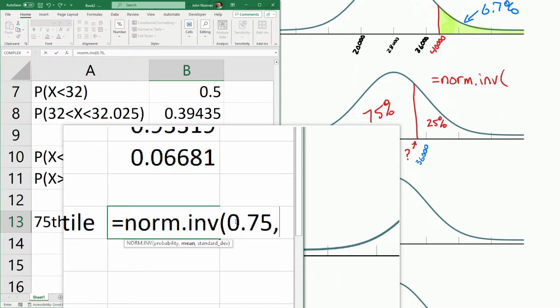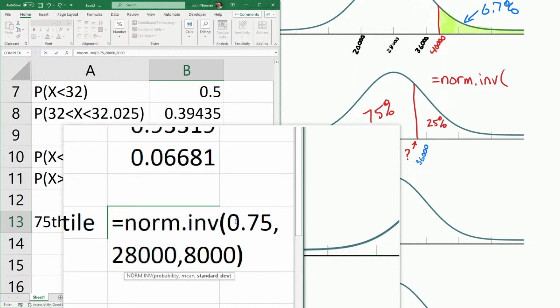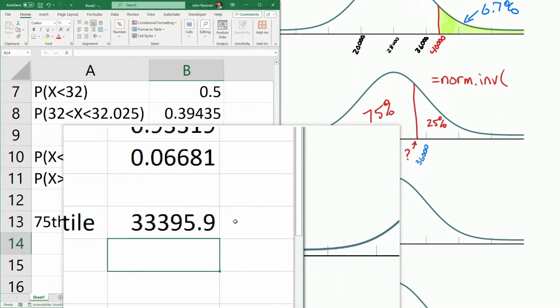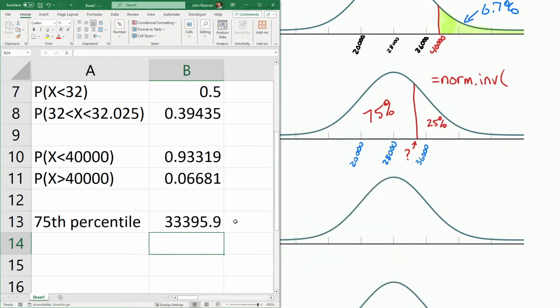Then it asks you for the mean, which we know is 28,000. And the standard deviation was 8,000. So that's what we'll do. Hit enter. Look at that. I was pretty close. 33,395 is the correct answer. So that's the right answer here.